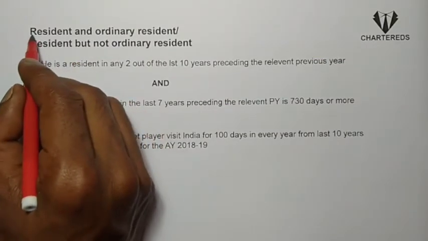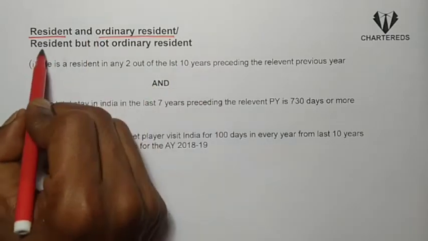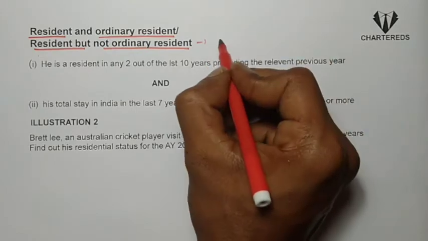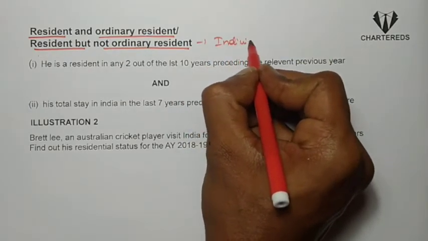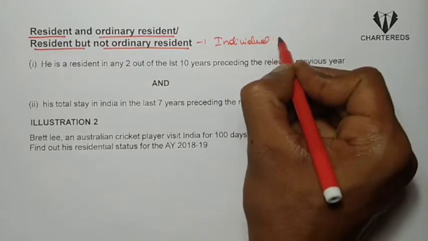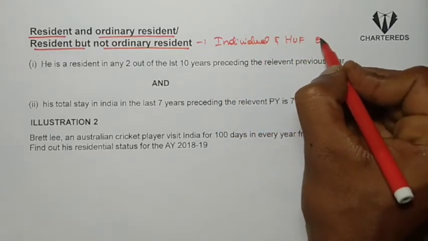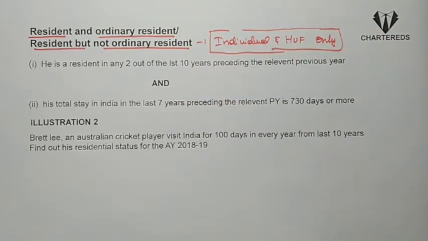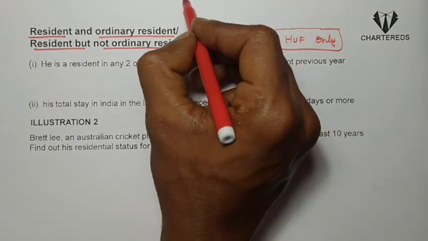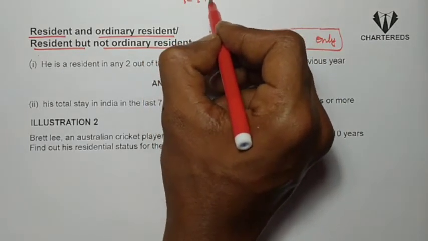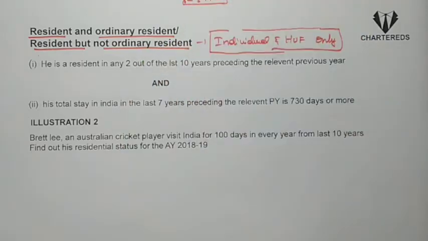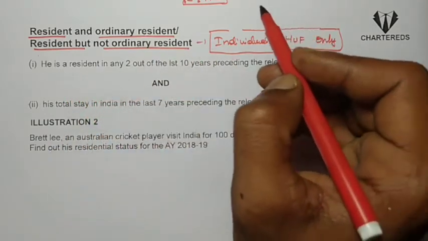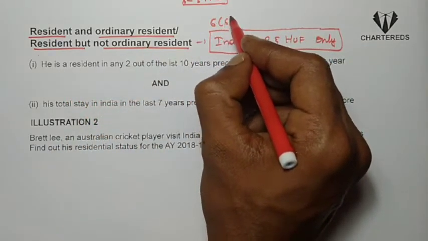So next we have resident and ordinary resident, and resident but not ordinary resident. This is for individual and for HUF only. For other category of assessees, only resident and non-resident. So these conditions are given in section 6, subsection 6.